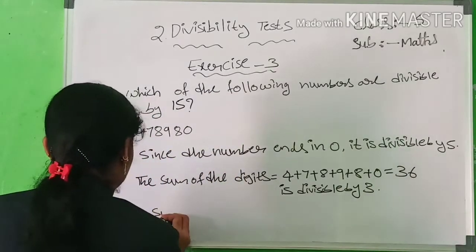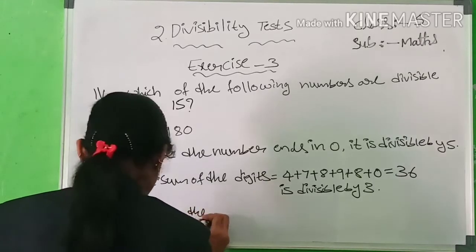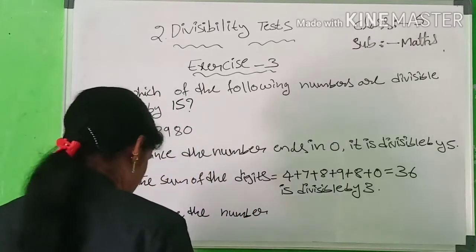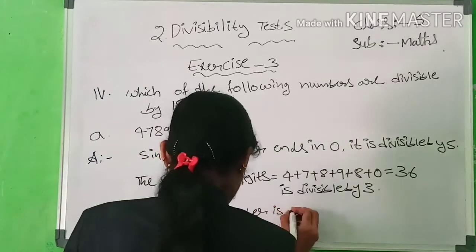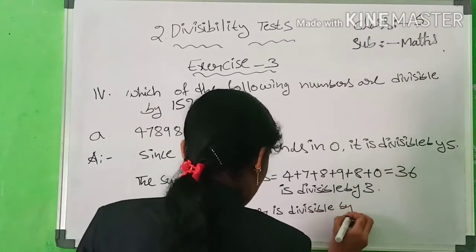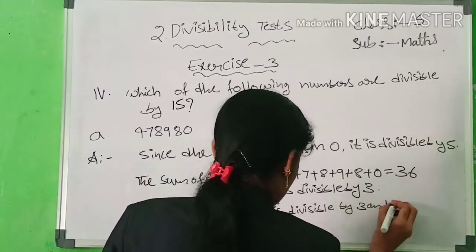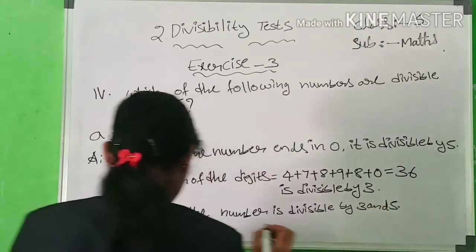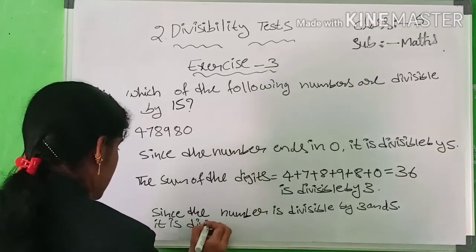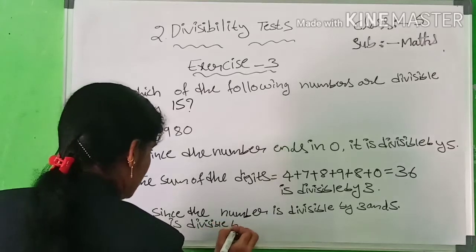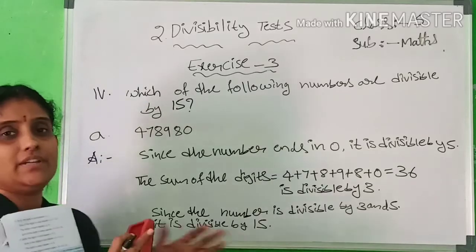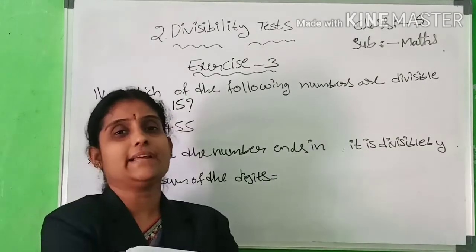Since the number is divisible by 3 and 5, it is divisible by 15. Note this one. Okay children, one more problem.